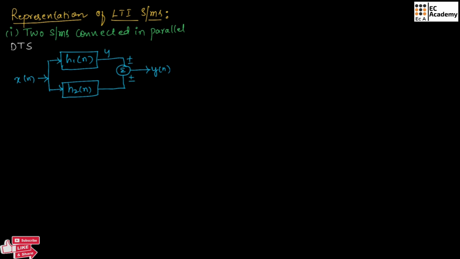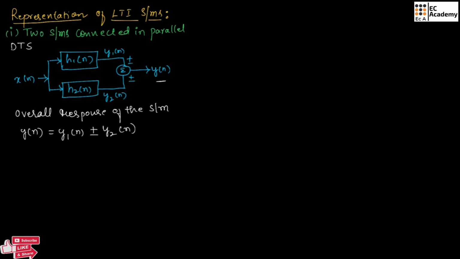Let us take y1 of n as response of first system and y2 of n as response of second system. Therefore, overall response of the system can be given as y of n, that can be represented as y1 of n plus or minus y2 of n. Now, we can write y1 of n as x of n convolved with h1 of n. In the same way, y2 of n we can write as x of n convolved with h2 of n.